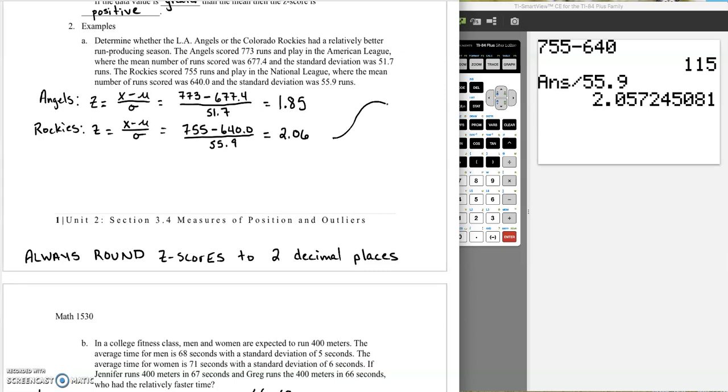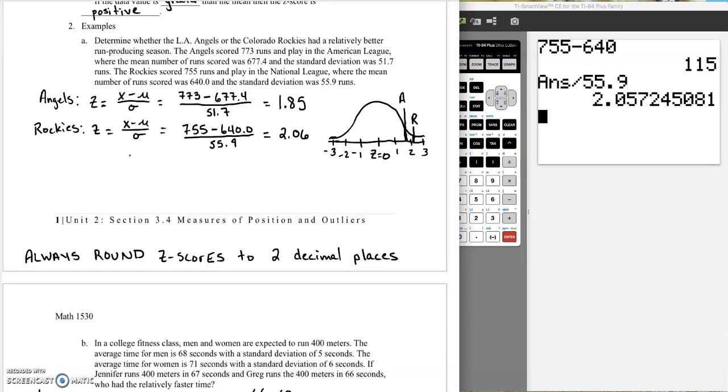So if we draw a little picture here, here's the mean, which is a z-score of 0, remember. And we have 1, 2, 3, and -1, -2, -3. So the Angels is 1.85. So that's the Angels. And the Rockies are at 2.06. So they're right there maybe.